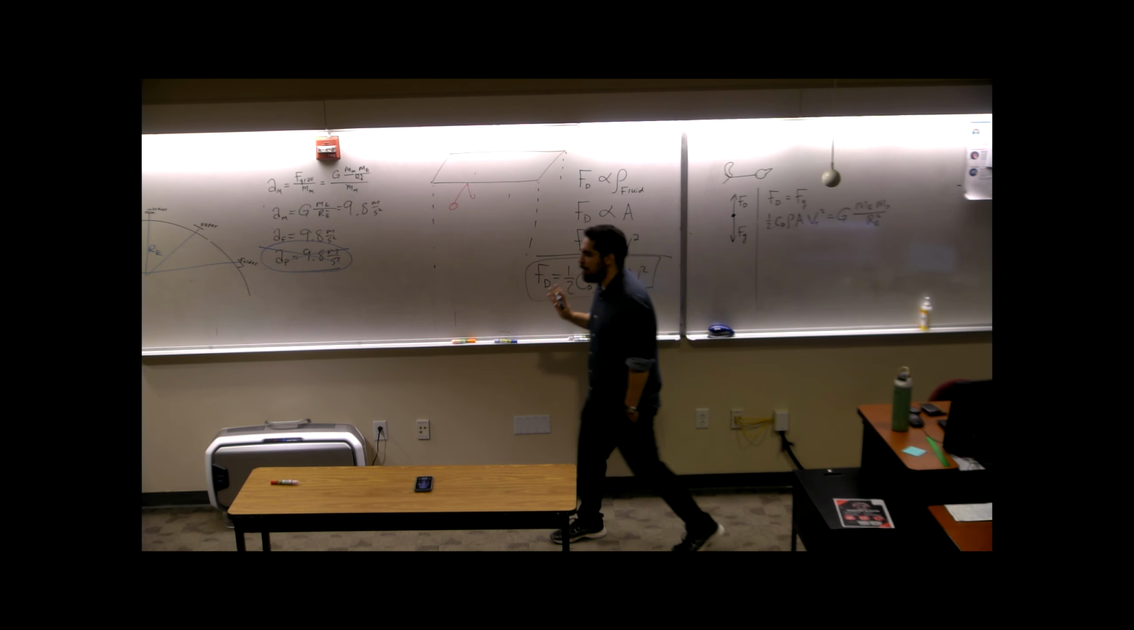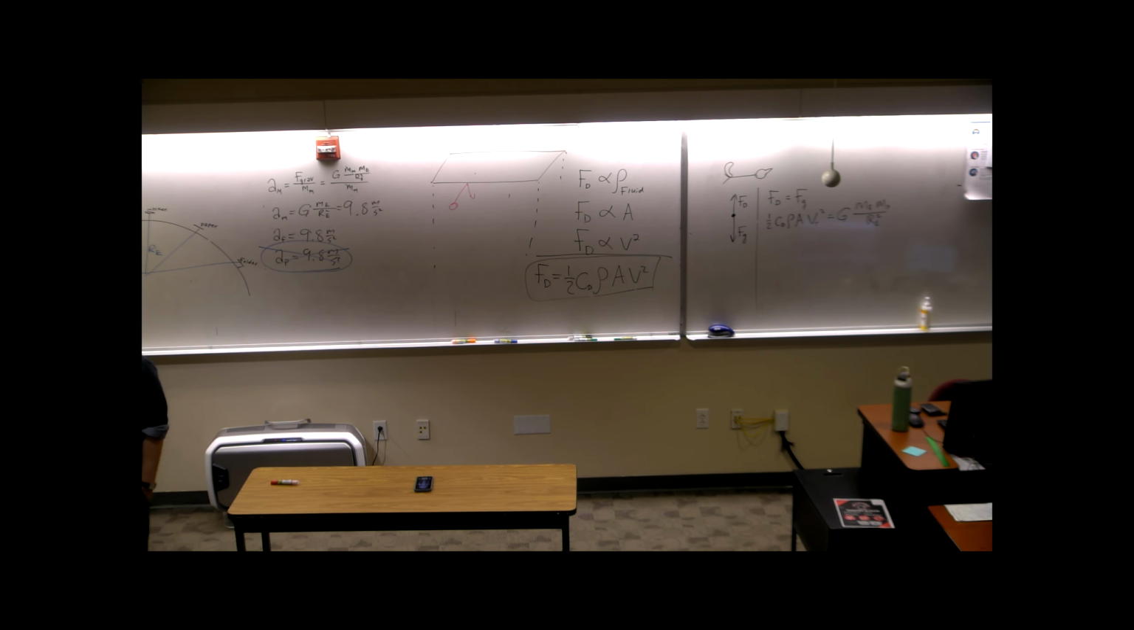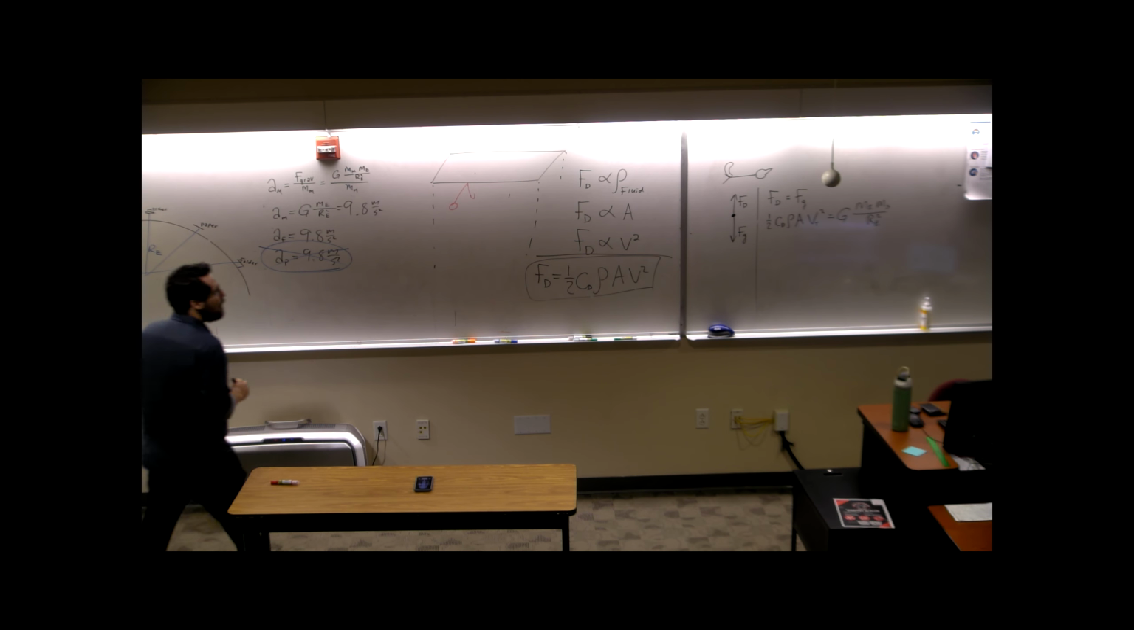Now, this is true of all objects. It's not just true for our squirrel. You just have to substitute the mass of whatever object we're looking at in for the mass of the squirrel. But this is the equation that tells us the relationship for our terminal velocity.